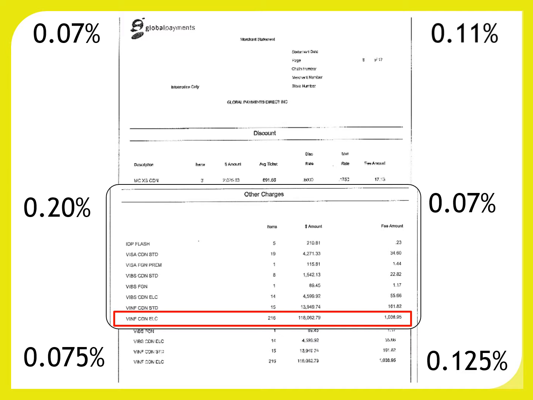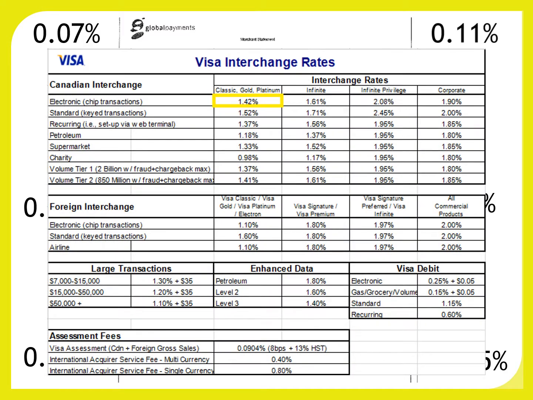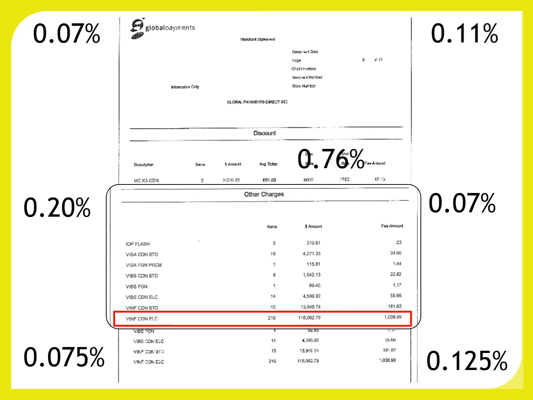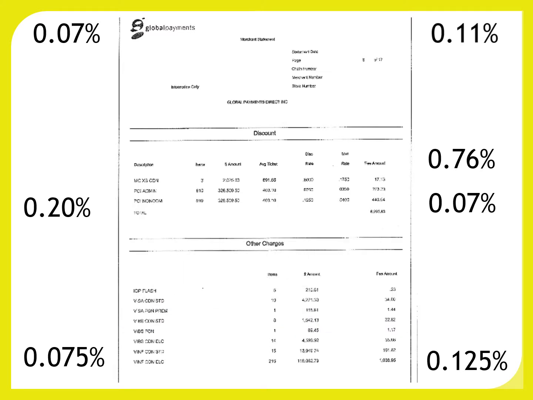If you divide the fees, here being $1,038.95, by the volume, here being $118,062.79, you'll get a markup of 0.88%. Add this to your base rate of 1.49% and you'll get a total of 2.37%. As you can see, cost for Visa Infinite is 1.61%. So there's a markup of 0.76% when combined with the base rate of 1.49% and the 0.88% markup for Visa Infinite. If you follow the same procedure for any other card or MasterCard, you'll find the same markup.